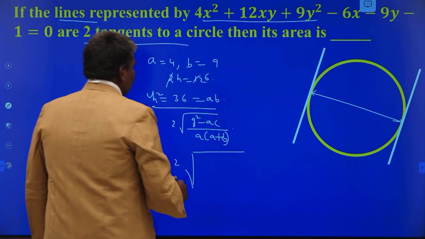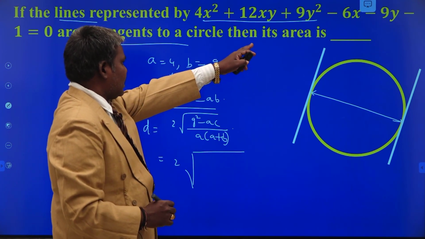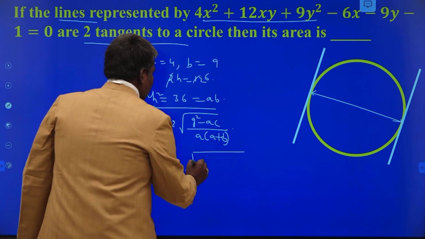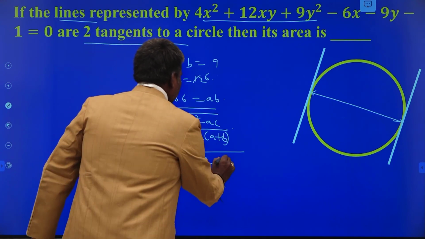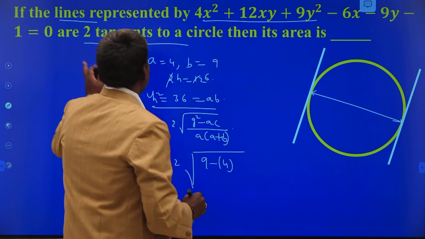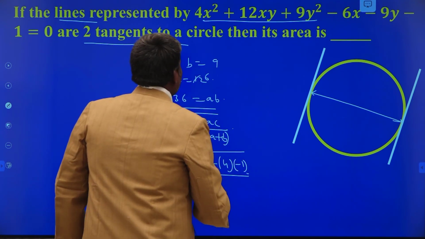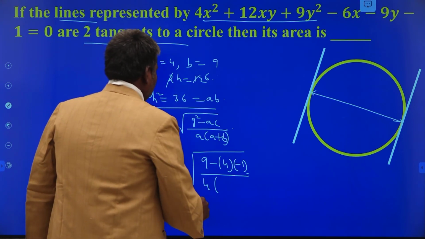That is 2 into square root of what is your g square? What is your 2g here? Minus 6. 2g is minus 6, g equal to minus 3. 3 square means 9. Minus a into c. What is your a? 4. What is your c here? Minus 1. That is minus 1. By a times of 4 times of a plus b, 4 plus 9.